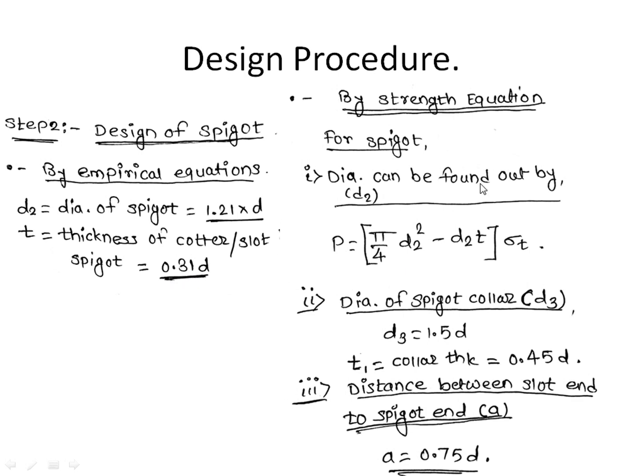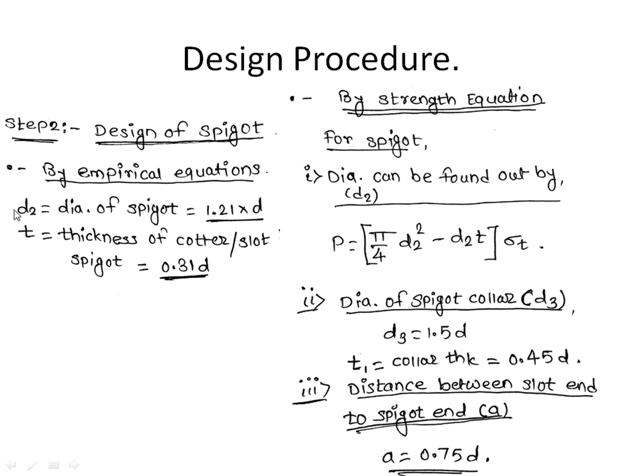If we want to design the spigot by strength equation, the diameter of spigot can be found out by considering that spigot is subjected to tensile stress. The equation for the tensile stress is given by P is equal to pi by 4 d2 square minus d2 into t into sigma t. From this equation, you can obtain the diameter of spigot or inner diameter of socket.